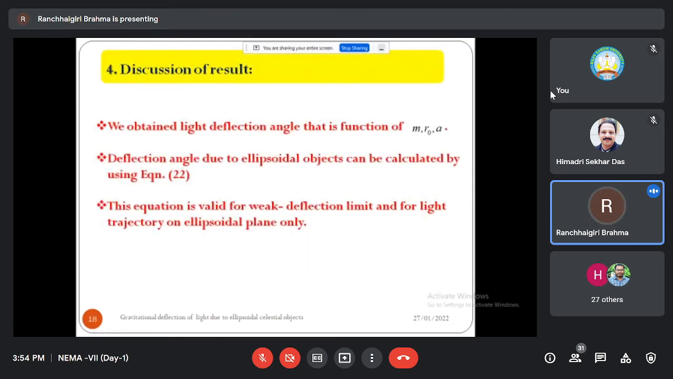The result we obtain is the deflection angle of light, which is a function of m, r naught, and A, where m is half of the Schwarzschild radius, r naught is positive, and A is the linear eccentricity. The deflection angle due to an ellipsoidal object can be calculated by equation 22. We have already discussed that this equation is valid for the weak deflection limit, that is, when the light is sufficiently far from the gravitating object, for the trajectory of light in the ellipsoidal plane, that is, when theta is equal to pi by 2.